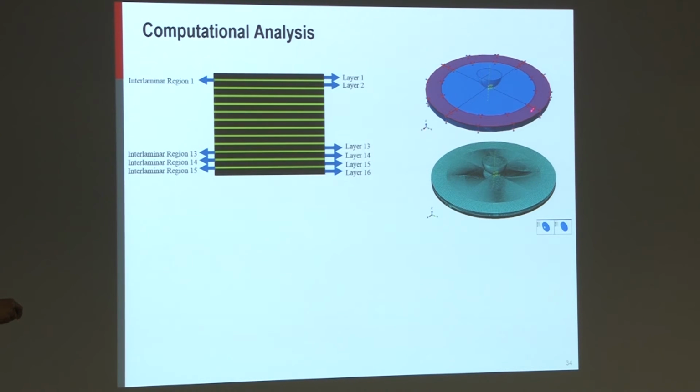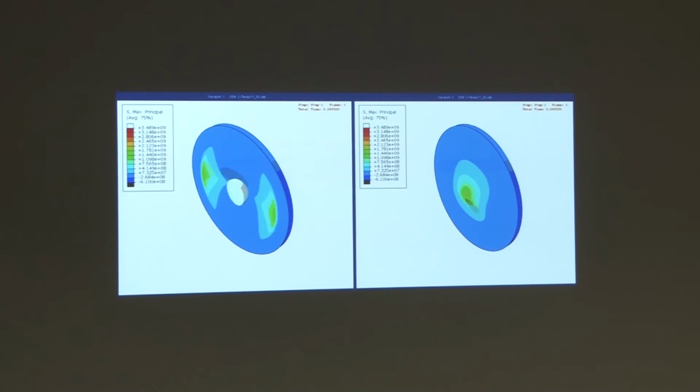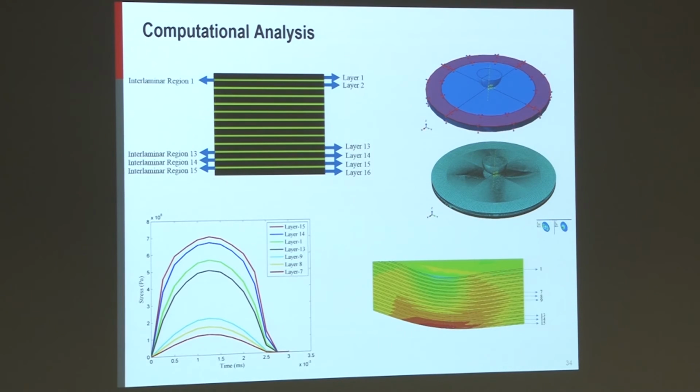There is a striker on a plate which is clamped in a circular manner. So this is how the impact test looks. This is the front face of impact, and that's the back face. And when the striker is at maximum contact, we determine the stresses that exist at these interlaminar regions. And we noticed that 4 regions had very high stresses compared to the other regions.